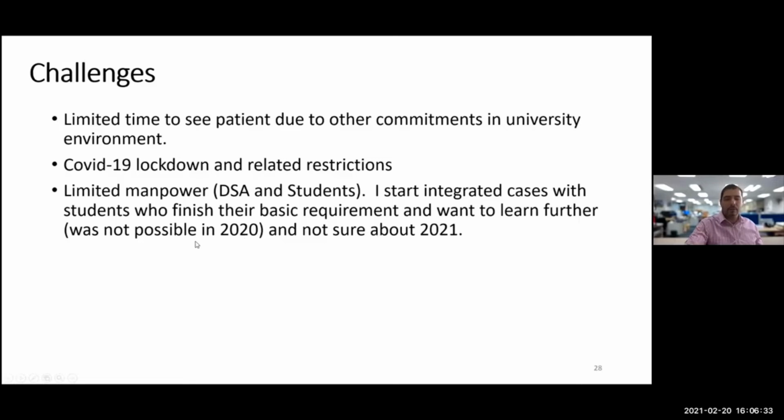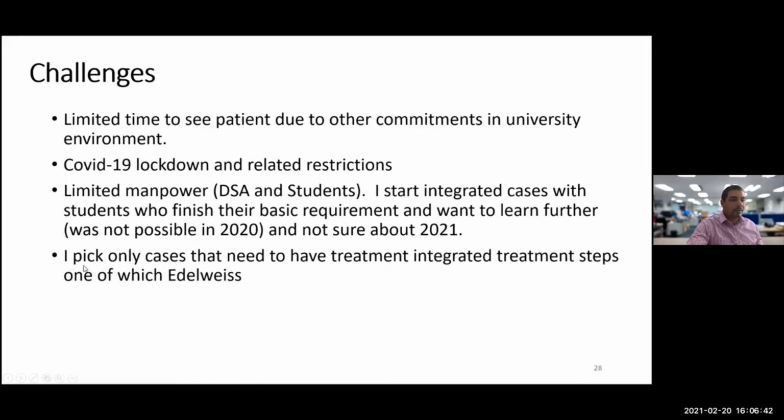And this never happened in 2020. We were in lockdown and working from home. So that is also a backlog, and I'm not sure about 2021. So this is my limitation, I would say.